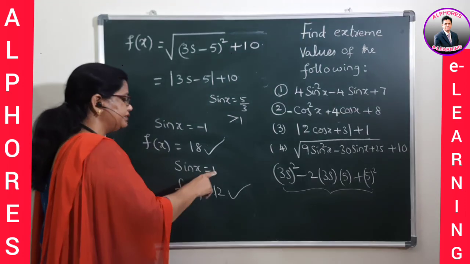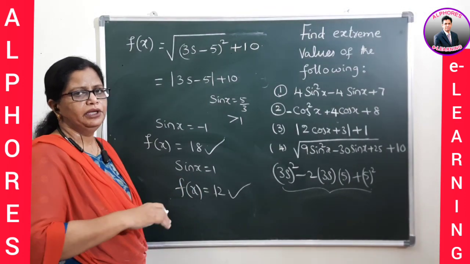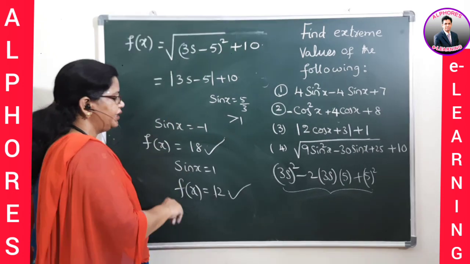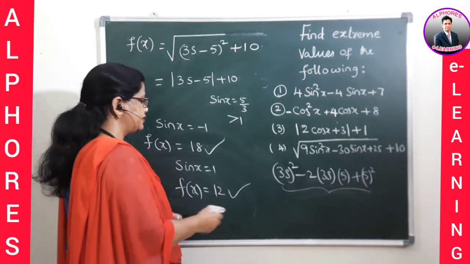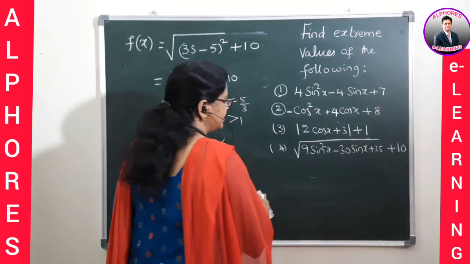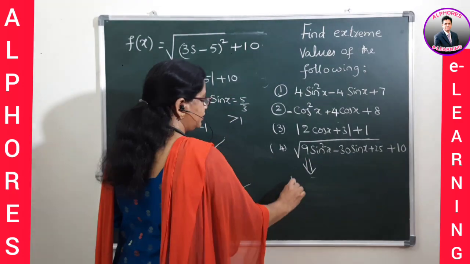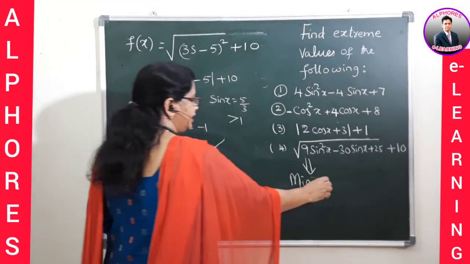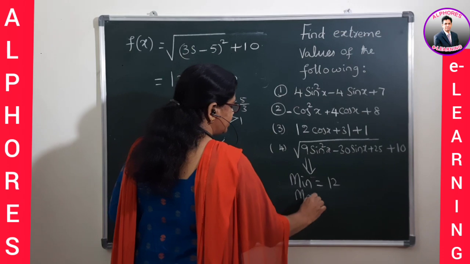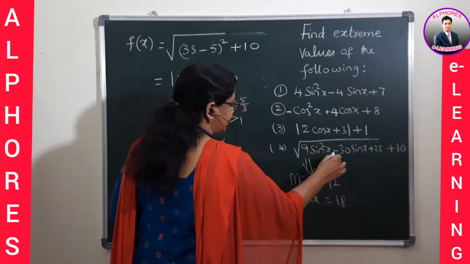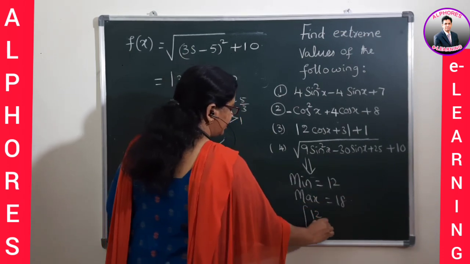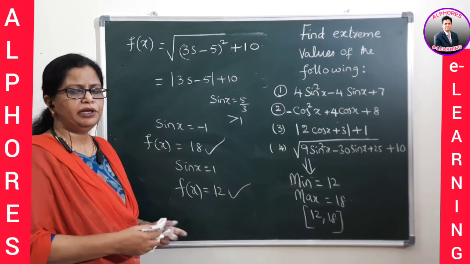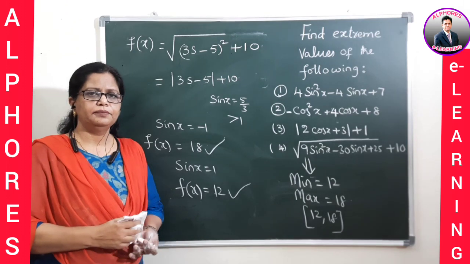Don't understand that when sin x is minus 1, you are going to get the minimum value, and sin x is plus 1, you are going to get the maximum value. That is not the way; it depends on the given numerical values. So here, what is the minimum of this function, students? Finally, the minimum to this problem is how much you got? It is 12, whereas maximum is how much? It is 18. So what is the range of this function? It is 12 comma 18. This is the range of the function: minimum value comma maximum value.